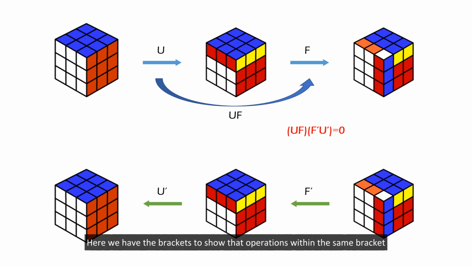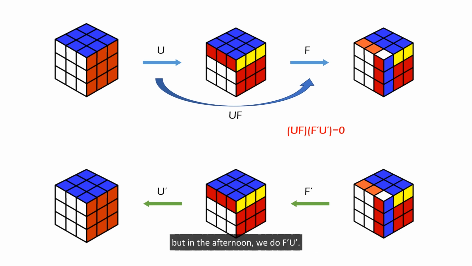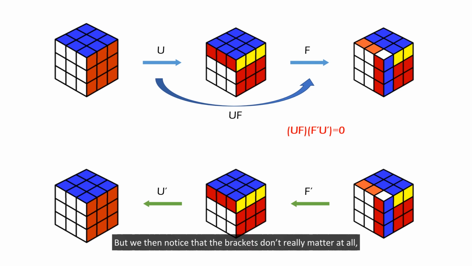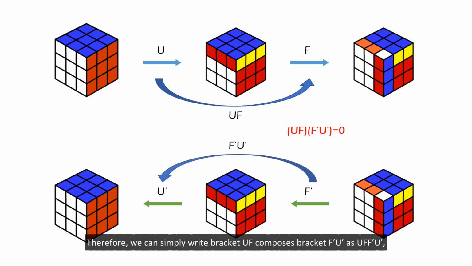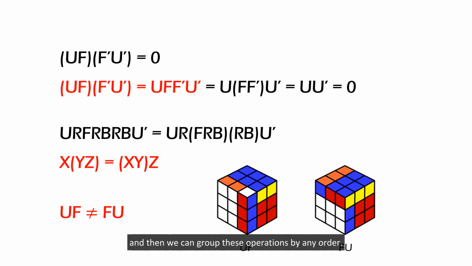And here we have brackets to show that operations within the same brackets are operated at the same time. For example, in the morning we do UF first, but in the afternoon we do F prime U prime. But we then notice that the brackets don't really matter at all, because you can simply do all of these four operations at the same time. So we can simply write bracket UF composed with bracket F prime U prime as UF F prime U prime, and then we can group these operations in any order. We first notice that F and F prime cancel each other. So U composed with FF prime, then composed with U prime, is just U composed with U prime, which is 0 again.